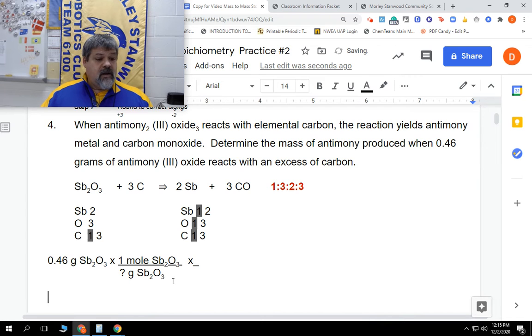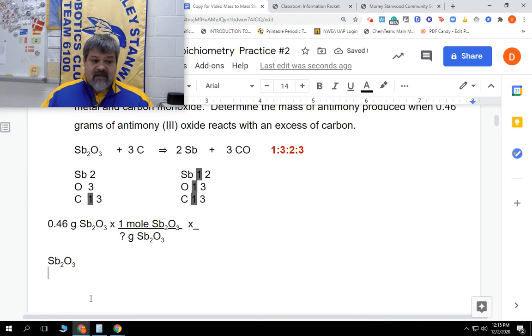So I'm going to come down here and I'm going to paste what we're going to do. We're going to do this one right here, antimony 3 oxide. So how many antimonies do we have? We have antimony, and we have 2 of them. And we're going to times it by its atomic weight, which I don't know what the atomic weight is.